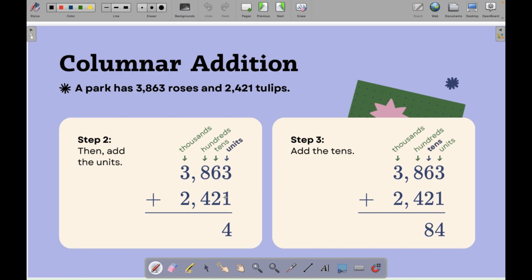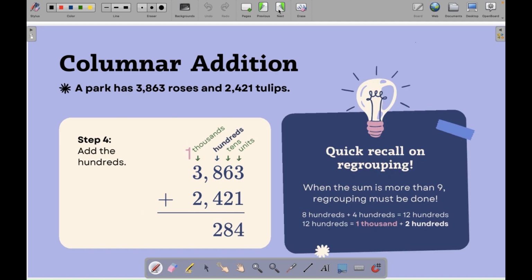So we'll do 3 plus 1, which will give you 4. Then move on to the tens digit. So you'll get 6 plus 2, which is 8. Right? So these are step 2 and step 3. Now moving on to the next step, add the digit in the hundreds place. So there is one more concept now.